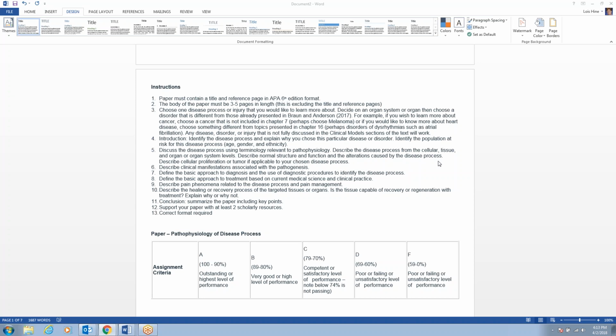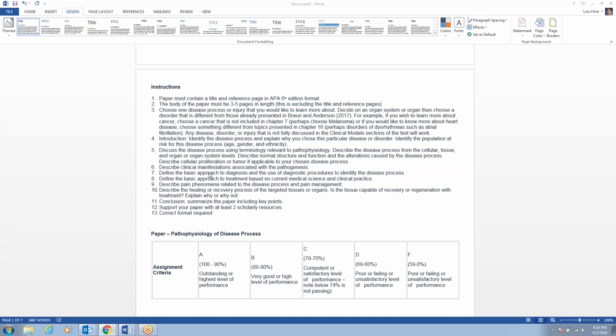This is where you're getting into your anatomy and physiology and your structure and function. How should they normally act? What are they doing different now that they have this pathology going on? And then describe, if you're having a tumor or cancer, the cellular proliferation or the tumor. So include your tumor types that you studied. Those are if applicable with the disease. Some diseases you will have different things than others.